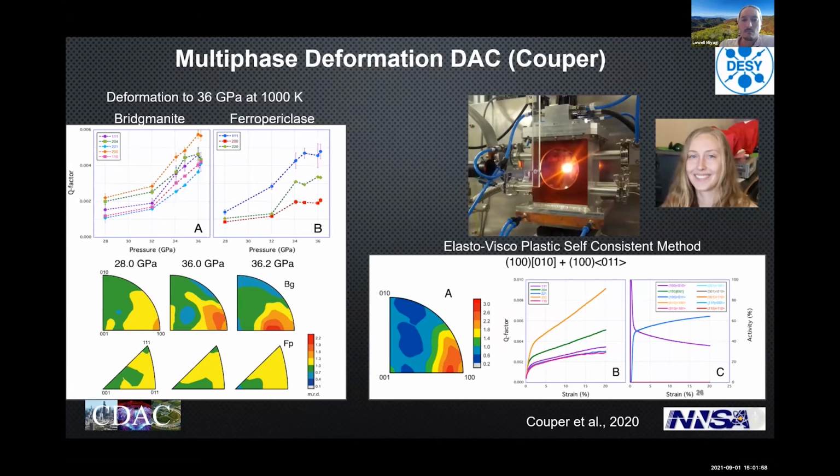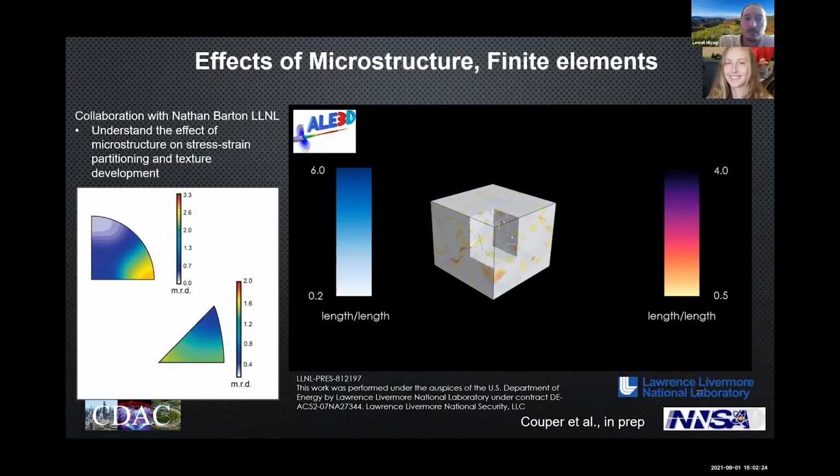Now, one thing this model doesn't do, because it's a self-consistent code, each grain doesn't know what the other grain's doing. You can't account for microstructure with a self-consistent method. So what we did there, and really what we wanted to do is try and understand why the ferropericlase, which is the softer phase, was not generating texture, is we can go and do something like finite element simulation.